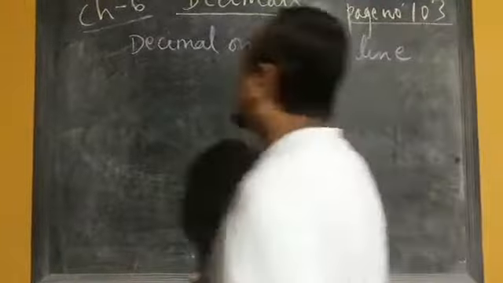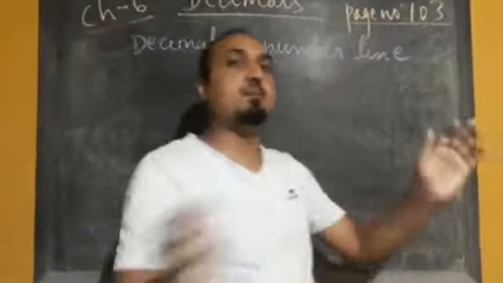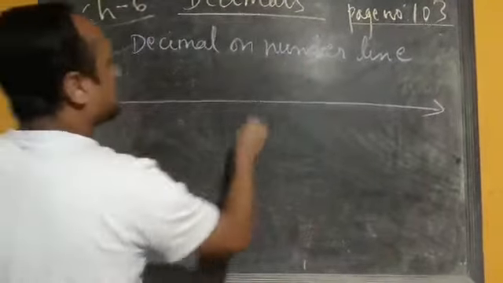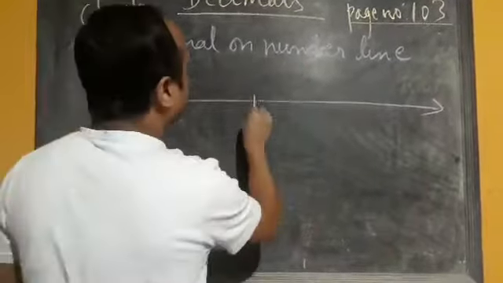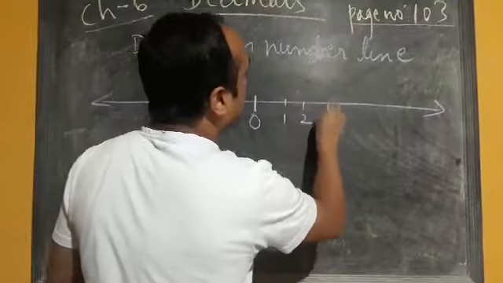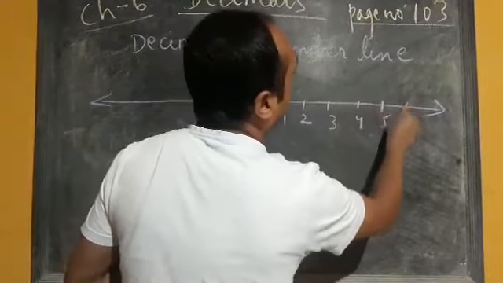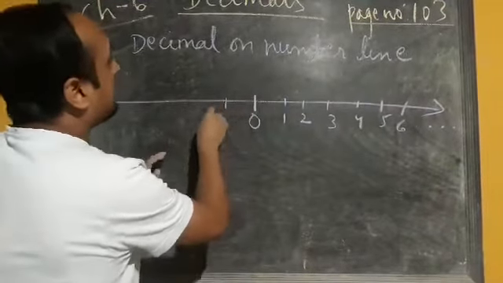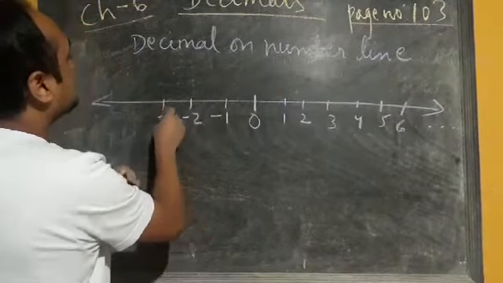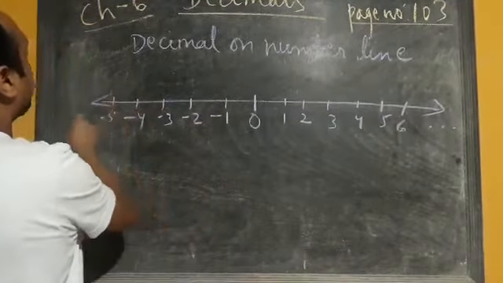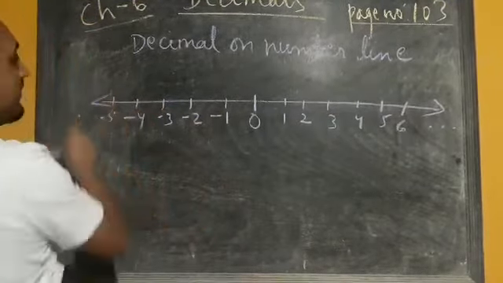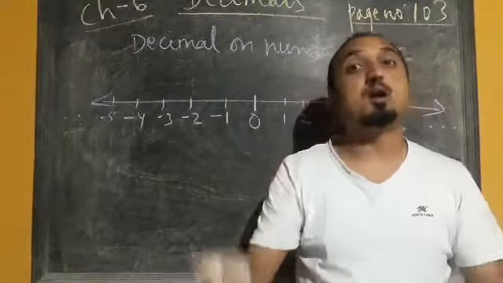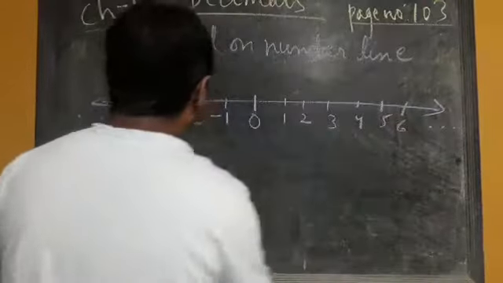Next concept I am going to explain is the decimal on a number line. We did the number line in the case of fractions. Suppose a number line is given, and at the midpoint we have 0. If we move to the right-hand side, we have 1, 2, 3, 4, 5, 6, and so on. Similarly, if you move to the left side of 0, we have minus 1, minus 2, minus 3, minus 4, minus 5, and so on. These are integers. Now, if you are asked to represent a decimal on the number line, how will you do that?